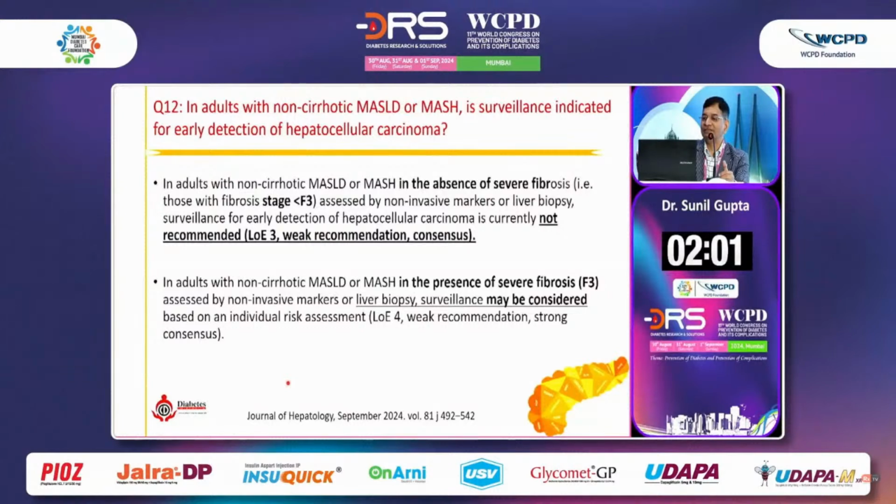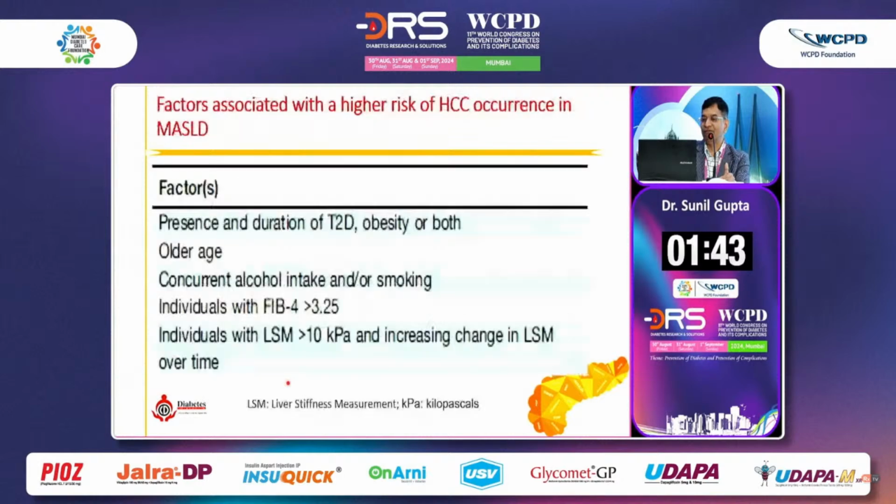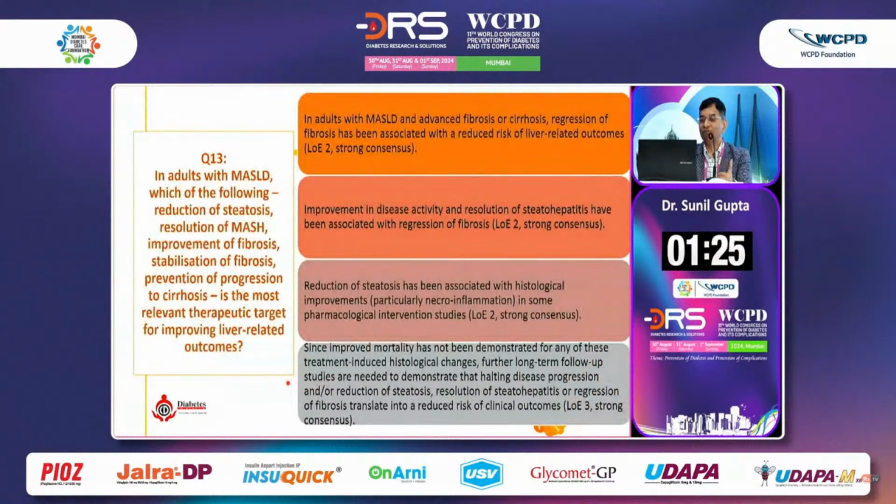In adults with non-cirrhotic MASH or NASLD, should early detection of hepatocellular carcinoma be done in all of them? Less than F3, one need not do it, but for F3 and F4, one should certainly go for assessment and screening of HCC. What are the factors which indicate high risk of HCC? Long duration of diabetes, older age, FIB-4 score more than 3.5, liver stiffness measurement more than 10 kilopascal, increasing LSM score, and smokers.